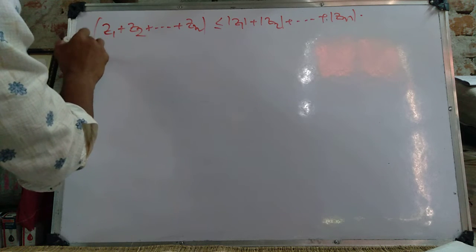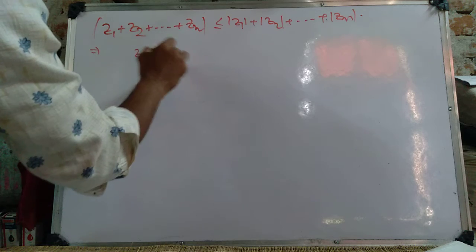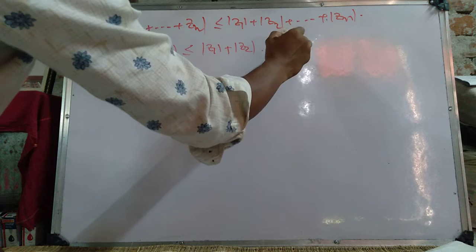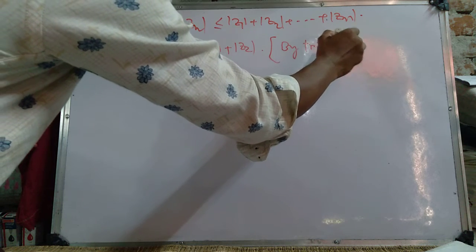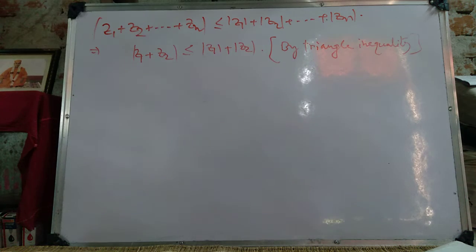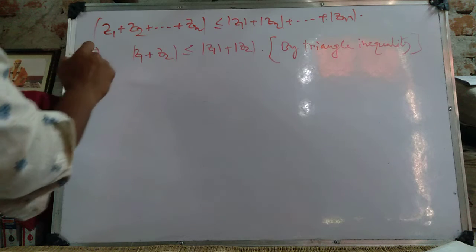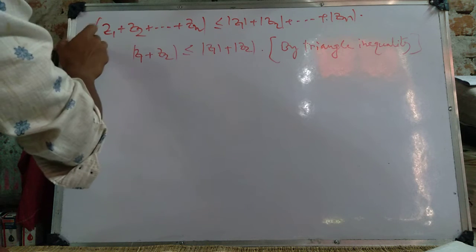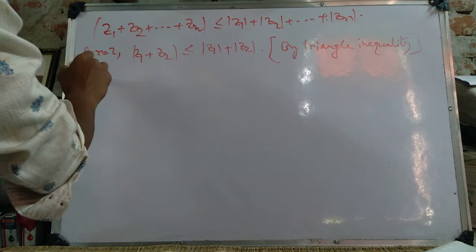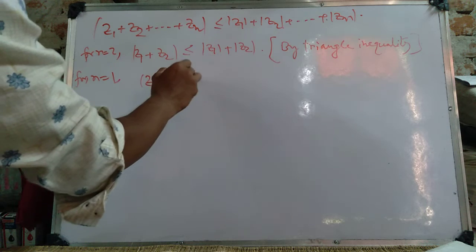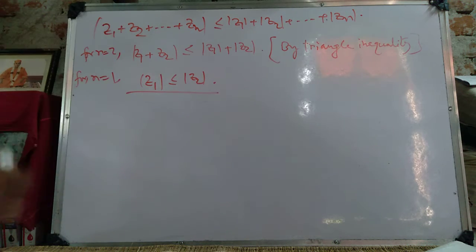How is it developed? We know |z1 + z2| ≤ |z1| + |z2|, the triangle inequality. Which inequality do we discuss? The triangle inequality. This is for n = 2. If n = 1, then what do we get? We get |z| ≤ |z|. Here the equality condition is satisfied.